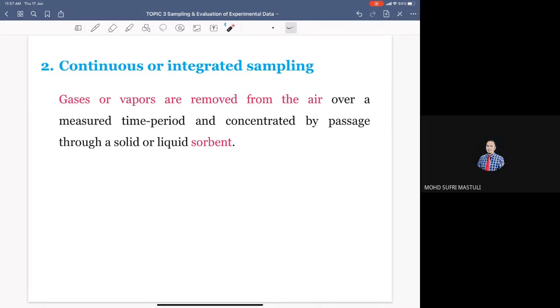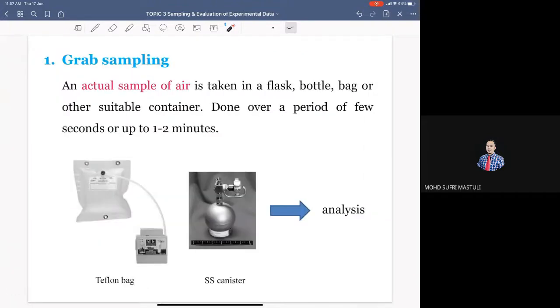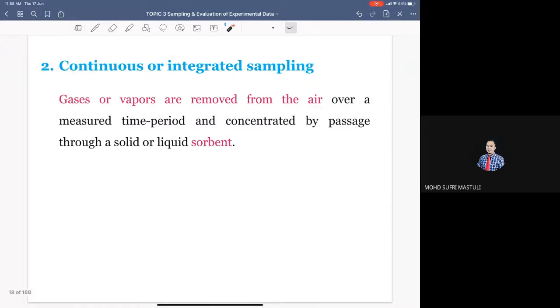Okay, continuous gas sampling. Continuous gas sampling is a little bit different from grab sampling, because in continuous sampling, the gas or the vapor should be removed from the air by absorbing it in a solid or liquid solvent. As you can see, in grab sampling, we take the actual sample of air, put it in the container, and then send it for analysis. For continuous, the air that we focus on, the gas or the vapor in the air, should be removed. So how is it removed? The gas or vapor should be passed through the solid or liquid solvent.